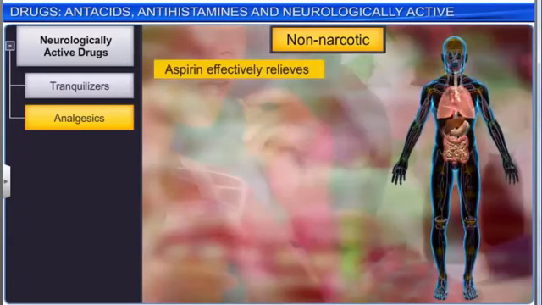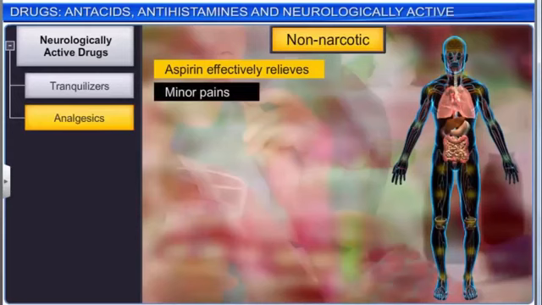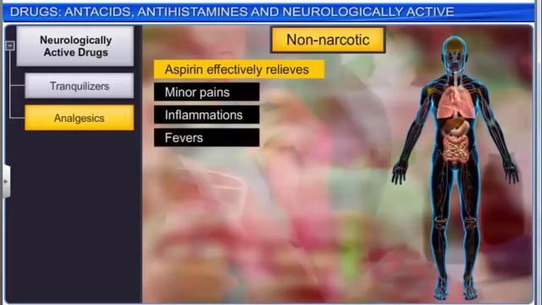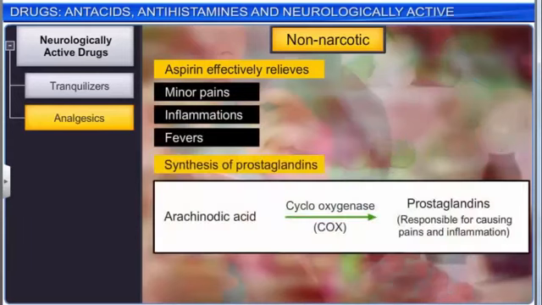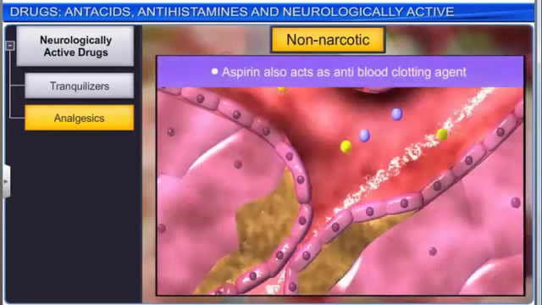Aspirin effectively relieves minor pains, inflammations, and fevers by inhibiting the synthesis of chemicals known as prostaglandins that stimulate inflammation in the tissue and cause pain. Aspirin also has anti-blood clotting action.